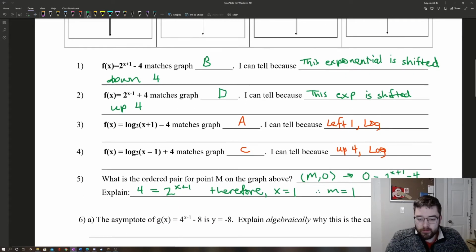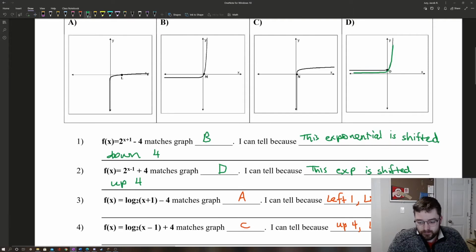On number 3 and 4, I gave my match there for number 3 and letter A, and number 4 and letter C. So when you're comparing these two, they have a little bit of a different relationship than the exponential functions did, whereas you could tell that one was above the x-axis, one was below the x-axis for the exponential functions. On the logarithms, you could see that one was on one side of the y-axis, which was C, with the right side, and then the other was on the left side of the y-axis. So you could see a shift left or right.